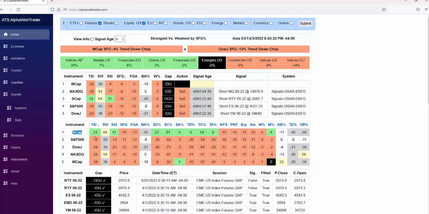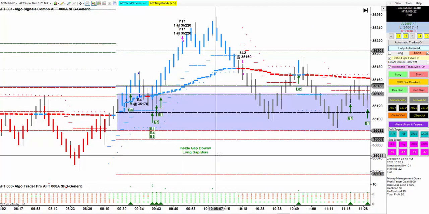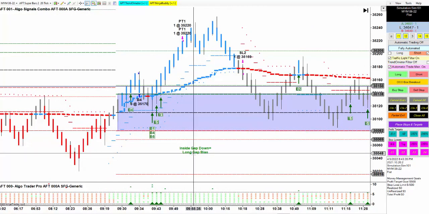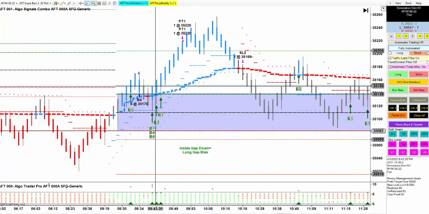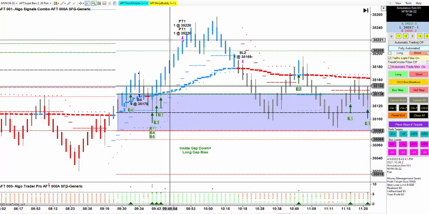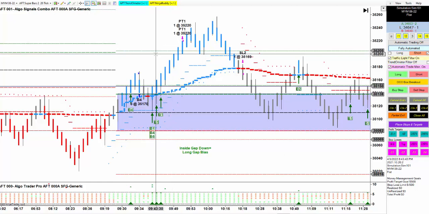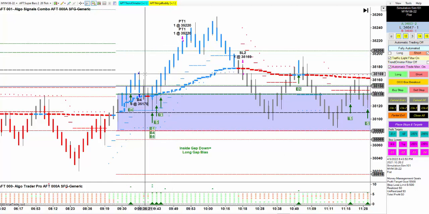The other thing I looked at was this little gap indicator here, and we had an inside gap down, and I just notated that on the chart here. So we had an inside gap down, which gives that market also a long gap bias, because the tendency is the market will rise to fill the gap between the prior day's close and the morning's open. And so we had a couple of reasons to go long the Dow on Wednesday, but the action was such that the markets were really choppy.